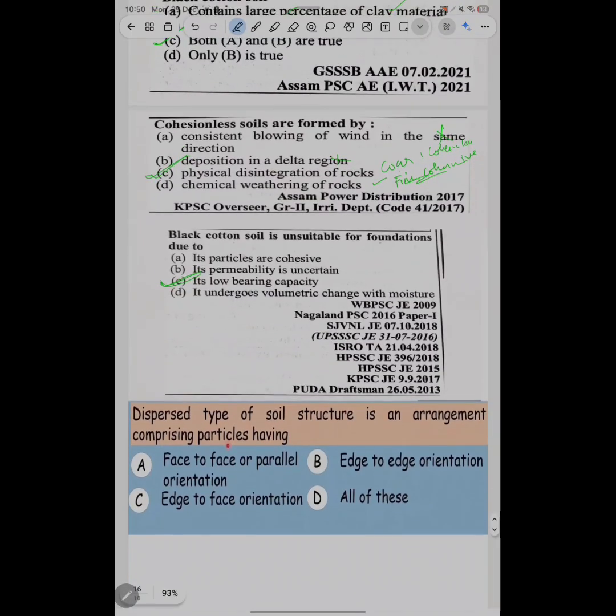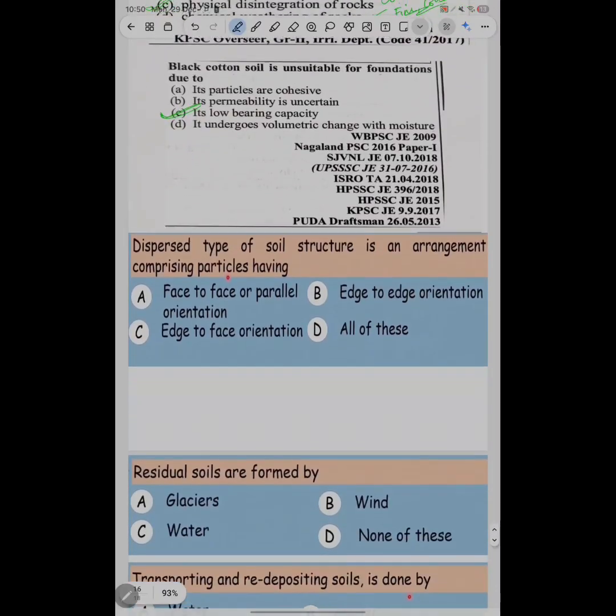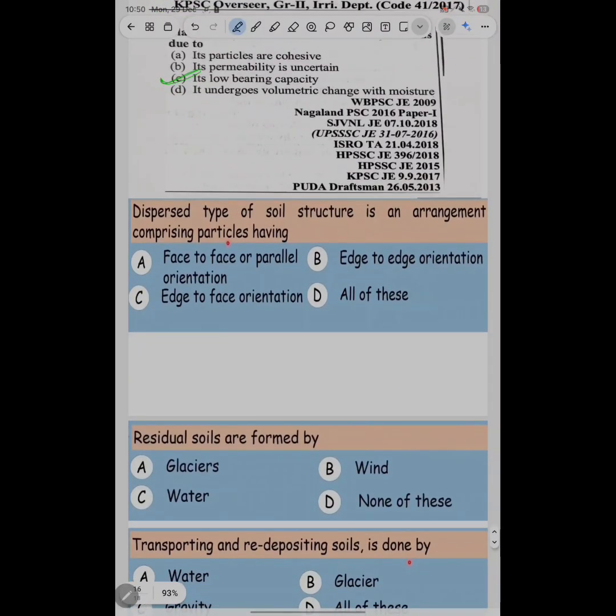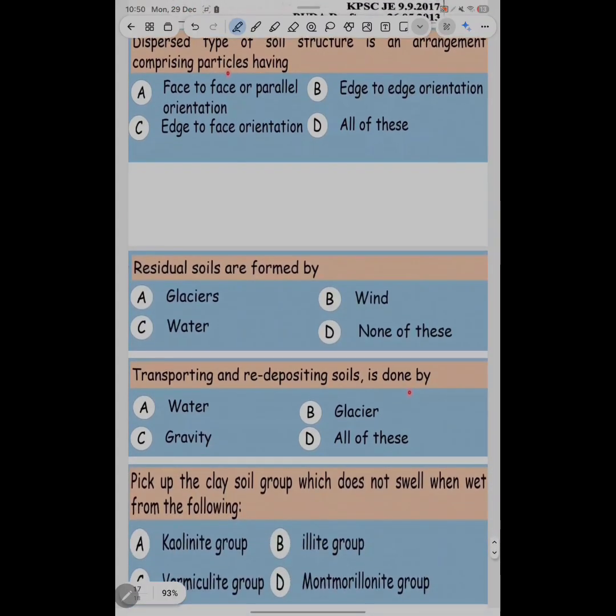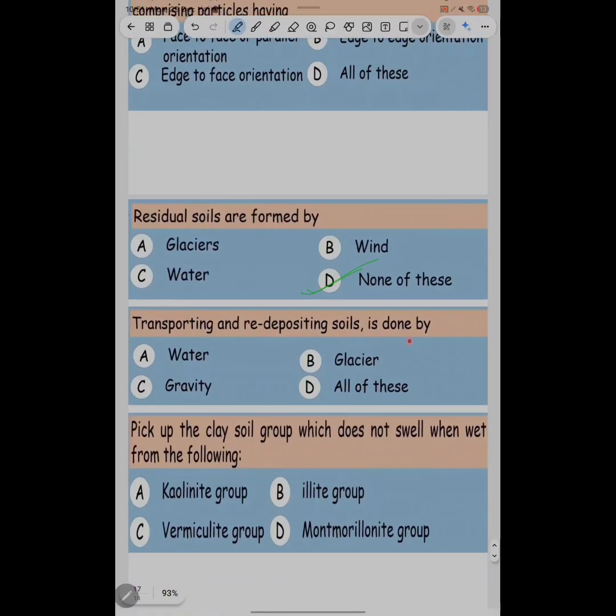Okay, next question. Dispersed type of soil structure is an arrangement comprising particles having... Okay, we will discuss this question later. So moving to the next question. Residual soils are formed by... We already saw this question earlier. So glaciers, wind, water: none of this is the correct answer. Next one. Transporting and redepositing soils is done by water, gravity, glacier. All of the above is the correct answer.